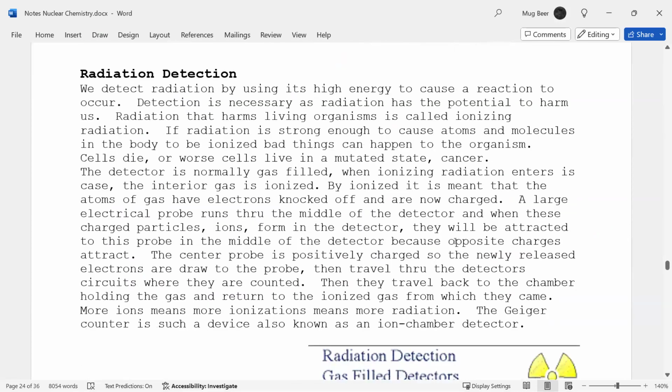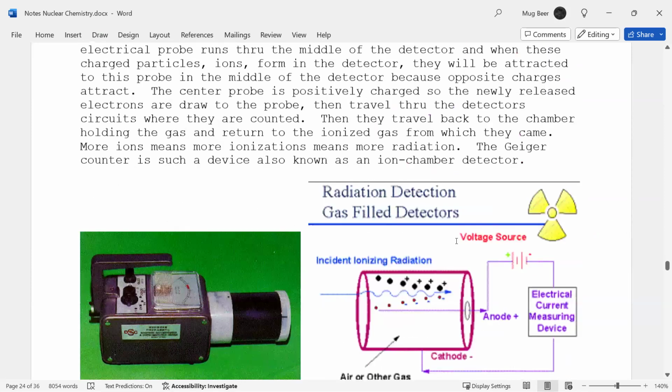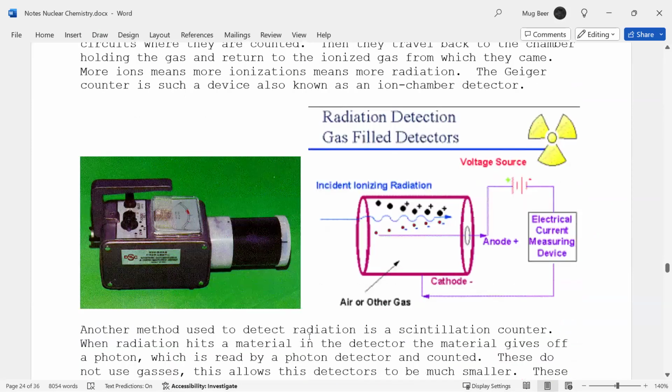Okay, so let's talk about some radiation detectors. We've got two different types of radiation detectors. One is a gas-filled radiation detector, and the other one is called a scintillation detector. So this is a gas-filled radiation detector.